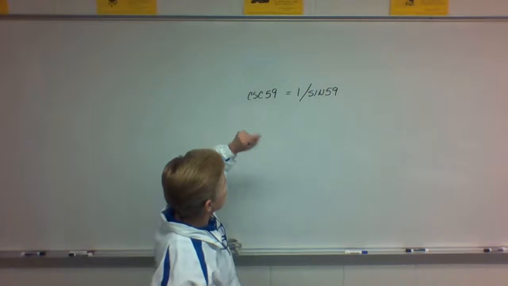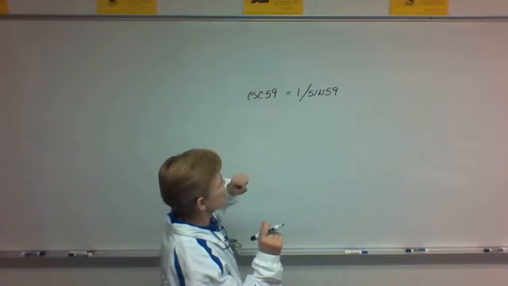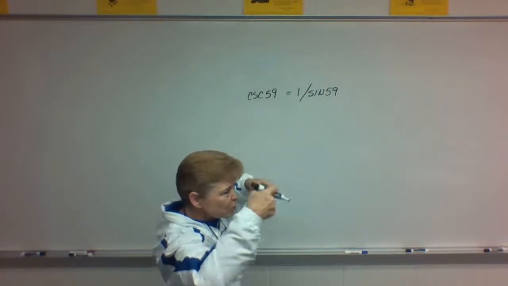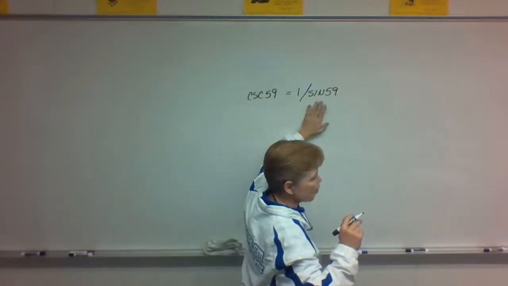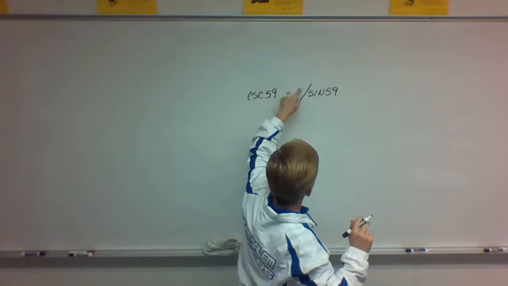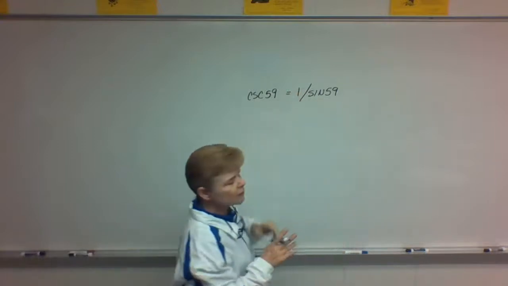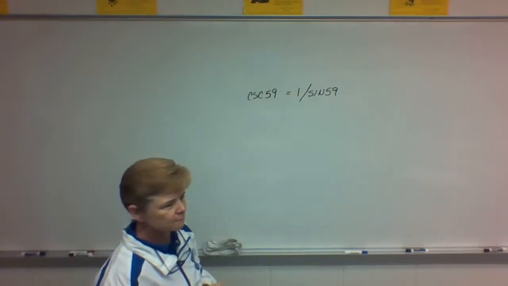It's an entire reciprocal. Cosecant and sine, the entire function. It's not just what they're equal to that's reciprocal. It's that the cosecant is equal to 1 over sine. They are reciprocals, the whole thing. So you're going to go 1 divided by the sine of 59, if it's cosecant you want to evaluate.